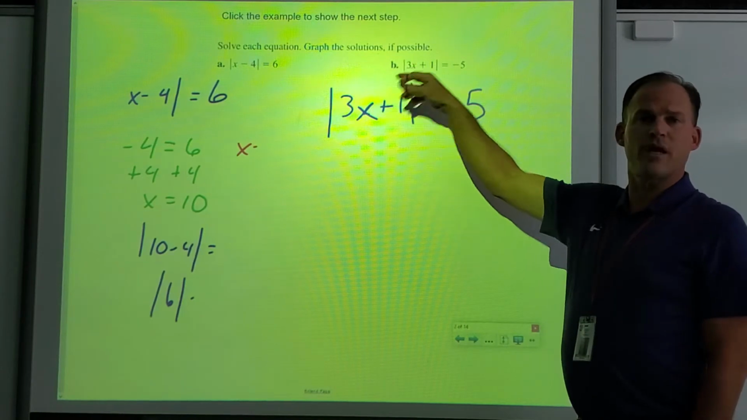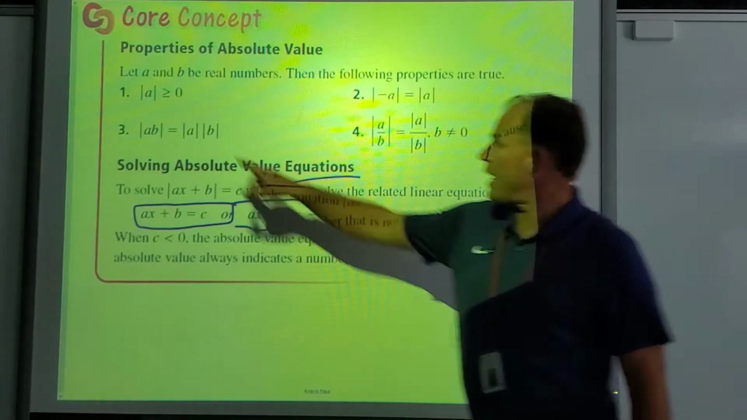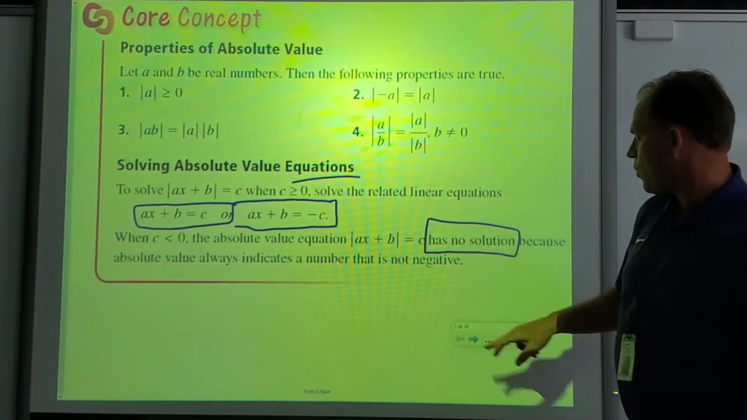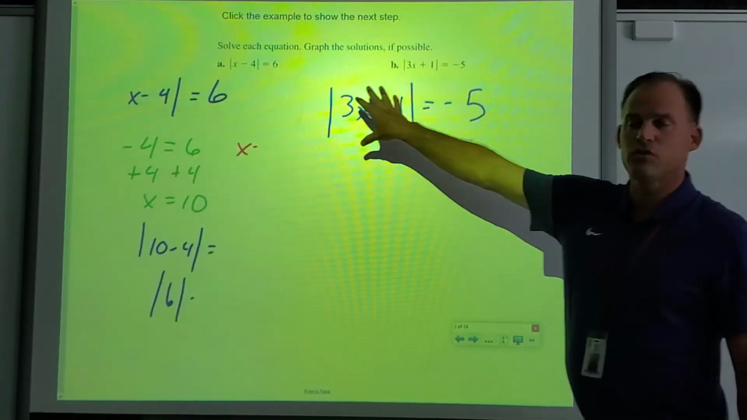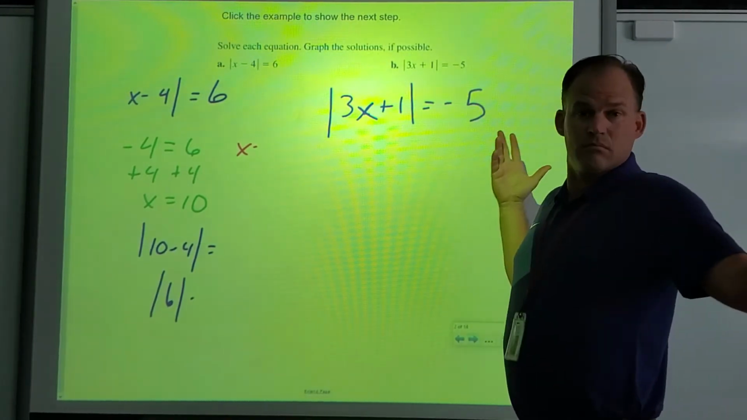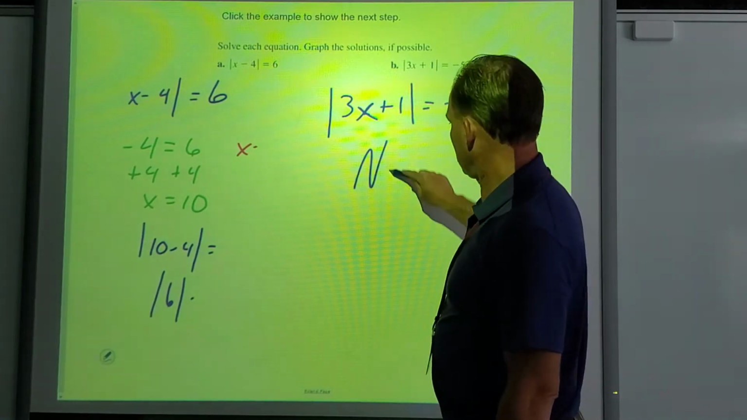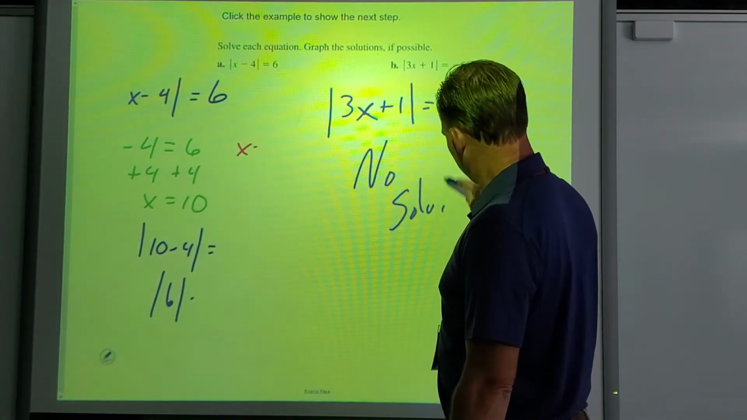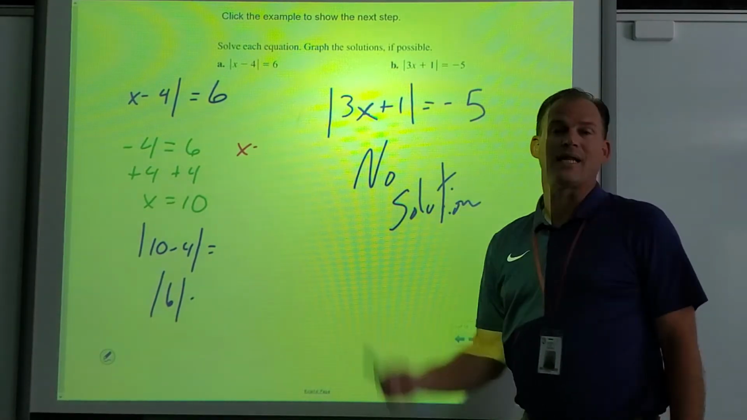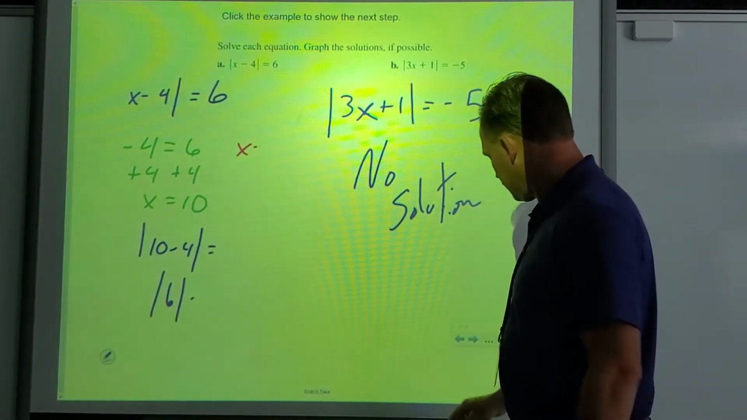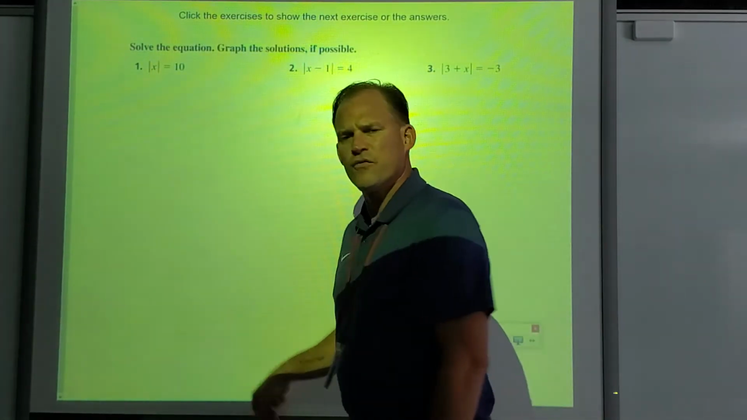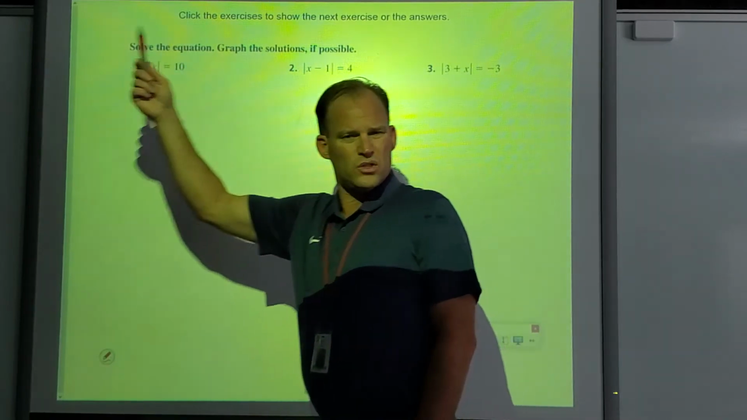Well, if I have an absolute value equal to a negative, we said in the beginning, an absolute value is positive. An absolute value is greater than or equal to 0. So if I have an equation where the absolute value equals negative 5, that's it. You're done. No solution. An absolute value cannot equal a negative number. All right? So, practice a couple of these. For some reason, these really simple ones are a little tricky.